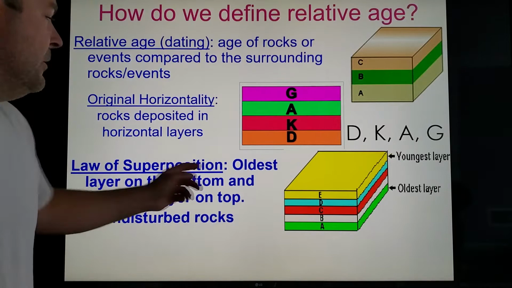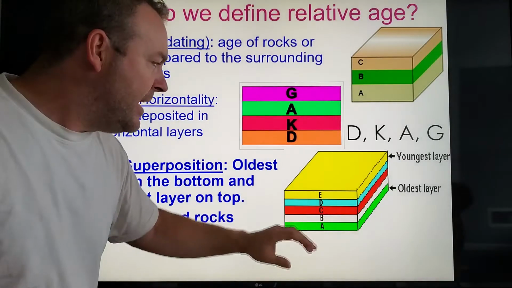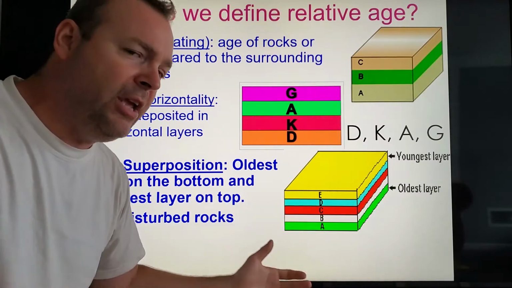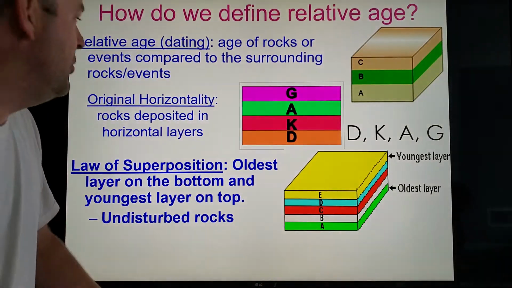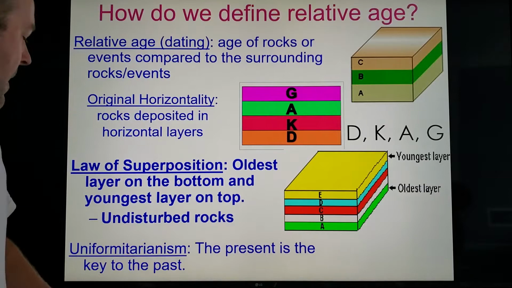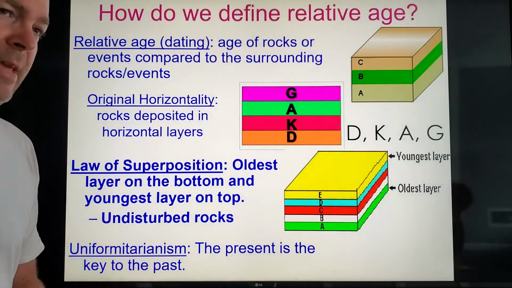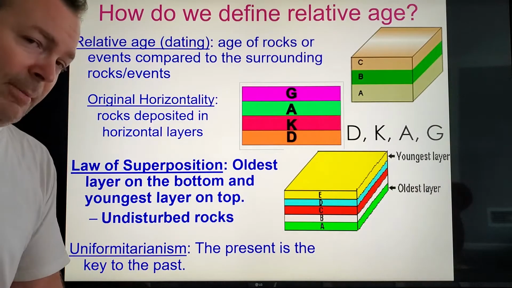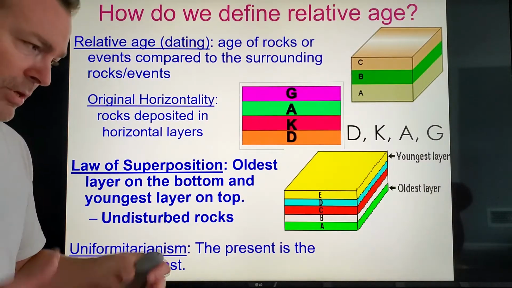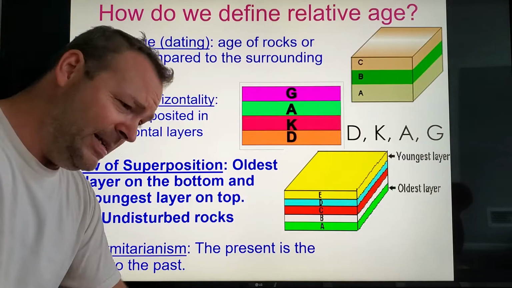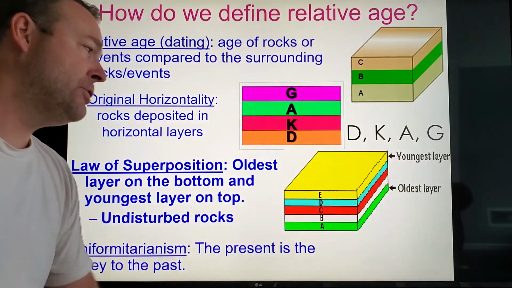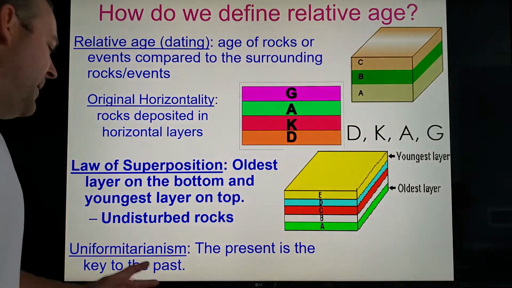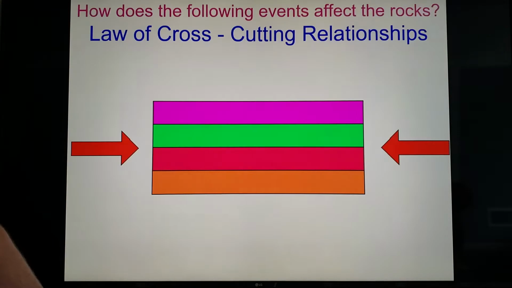The next part, the law of superposition, says that as well, where your youngest should be on the top unless there's been changes, and we're going to talk about those changes. Uniformitarianism, the idea that if it happened in the past, it's happening today, it'll probably continue to happen in the future, so you can kind of get an idea of what to expect in the future by looking at the past. The past is the key to the present.